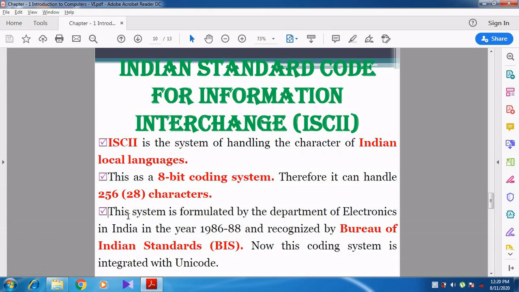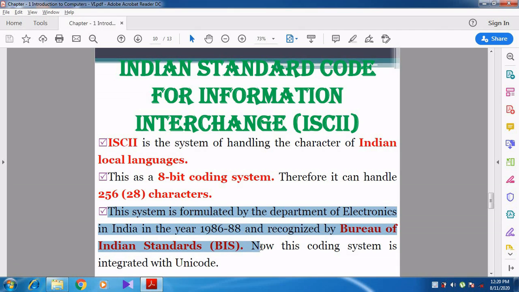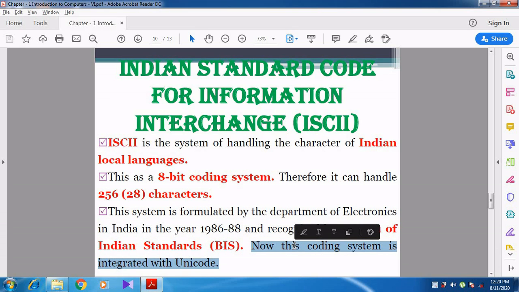Right? This system was formulated by the Department of Electronics in India in the years 1986 to 1988 and recognized by the Bureau of Indian Standards, that is BIS. Now this coding system is integrated with the Unicode.